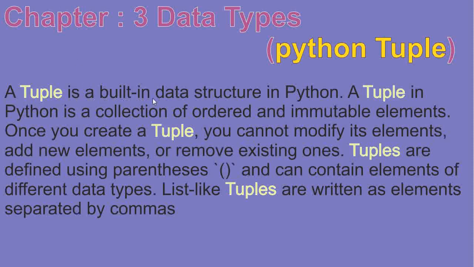A tuple is a built-in data structure in Python. A tuple in Python is a collection of ordered and immutable elements. Once you create a tuple, you cannot modify its elements, add new elements, or remove existing ones. Tuples are defined using parentheses, and can contain elements of different data types. Like lists, tuple elements are written separated by commas. Let's see the whole thing practically.